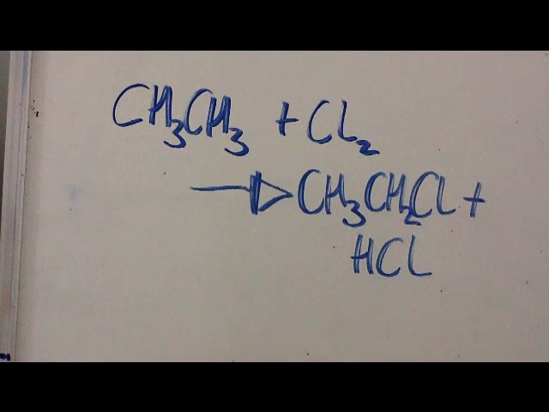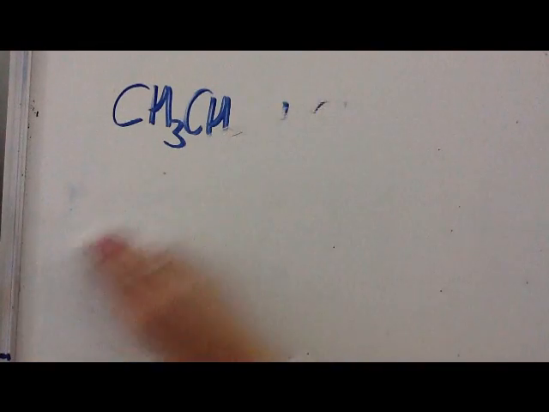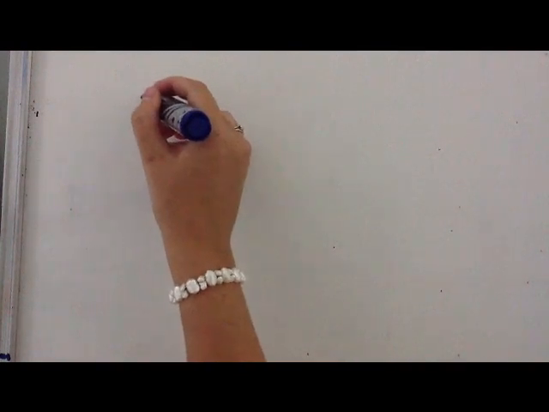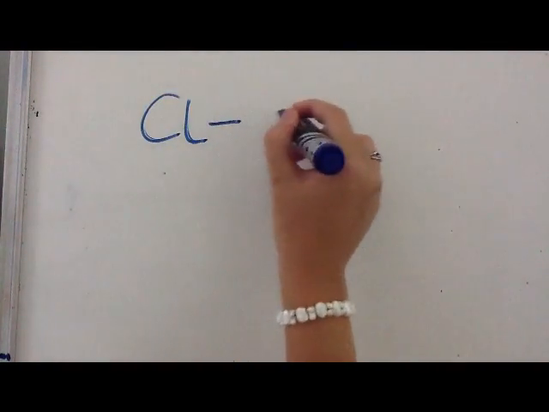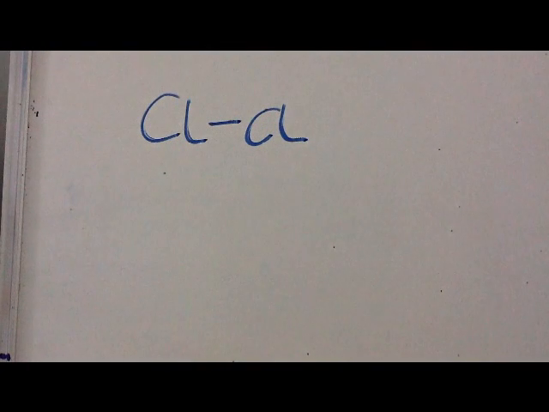This is our generic equation. However, we need to know in much more detail than that. This whole reaction is called free radical substitution. Our free radical here is going to come from our chlorine. So we have a Cl2 molecule. It is a diatomic molecule. That is very stable. It's not going to do anything at the moment.